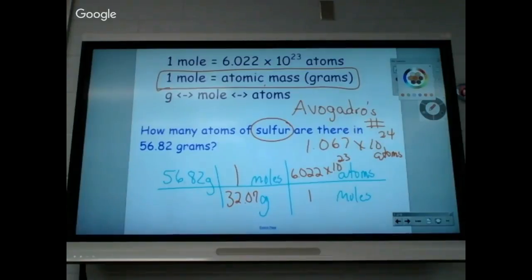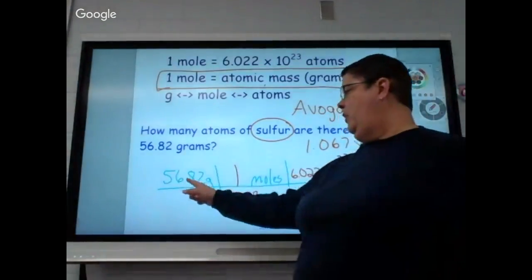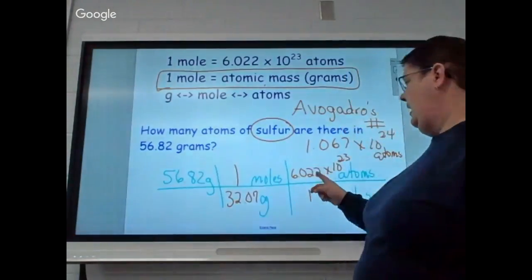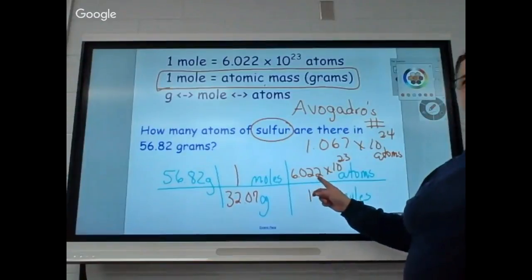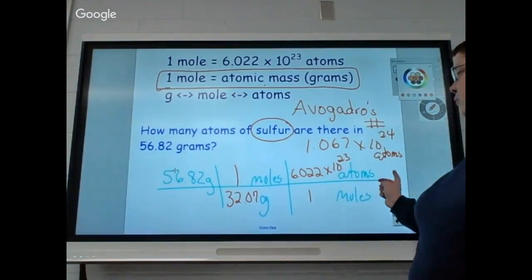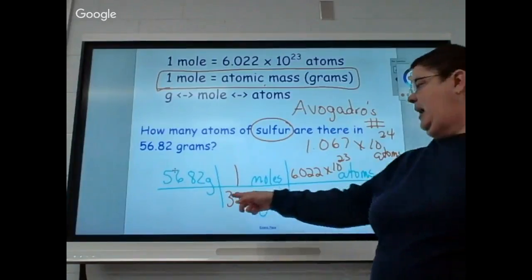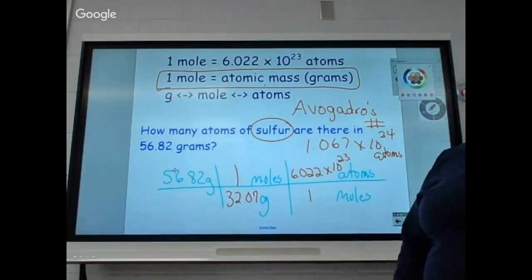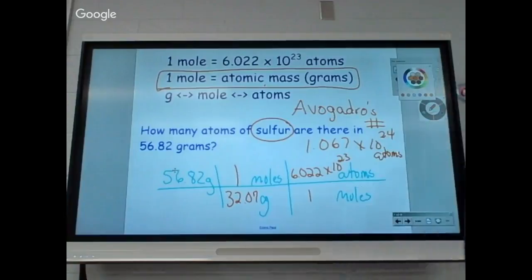How did you get that answer? What did you multiply to get? All right. We would have said 56.82 times 6.022 second EE, and then put in the 23, equals, I always said equals, and then divide 32.07. Okay? Anybody else? Question?